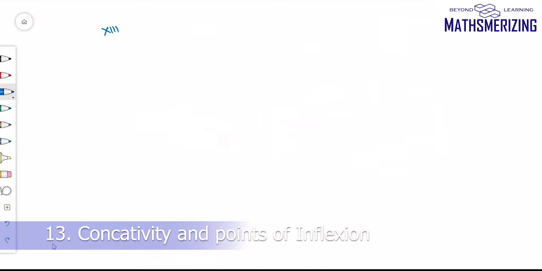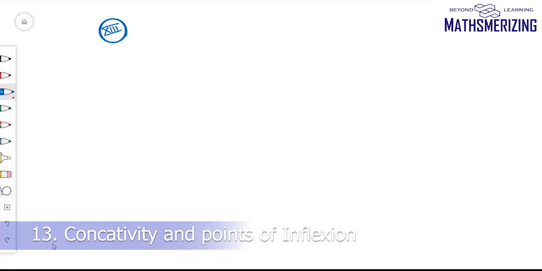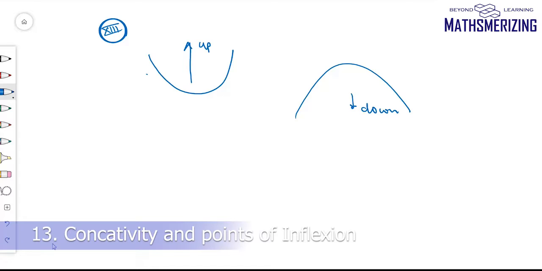Now the 13th thing that we'll study in a graph is its concavity, and to know whether any function has a point of inflection. There are 2 kinds of graph: the graphs which are concave up and the graphs which are concave down. We can determine concavity by the second derivative, d2y upon dx square. If the second derivative is positive, it is concave up, and if the second derivative is negative, then it is concave down. At a point of inflection, the concavity of the graph changes.